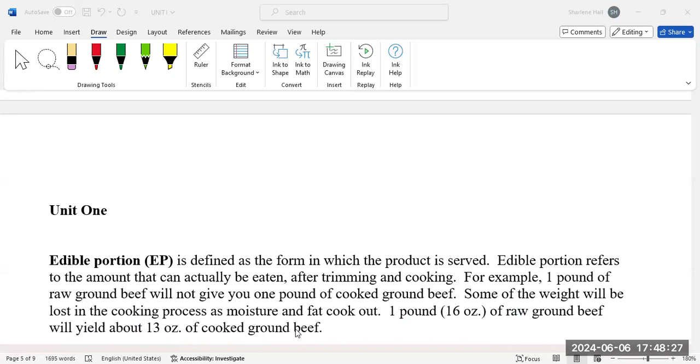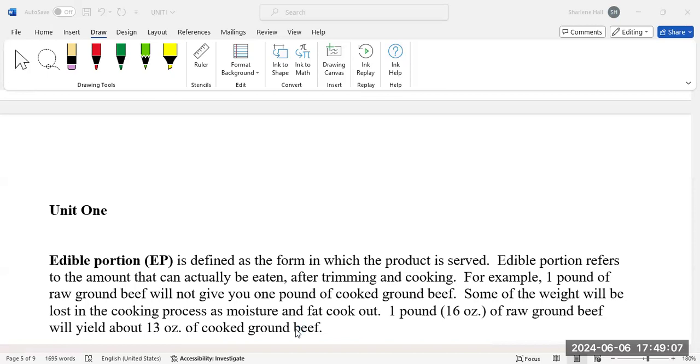So here's my question to you. If 1 pound of raw ground beef will yield 13 ounces of cooked ground beef, how many ounces am I losing to moisture and fat? 3, sir. Very good. So I can safely say then, for every 1 pound, I'm losing 3.